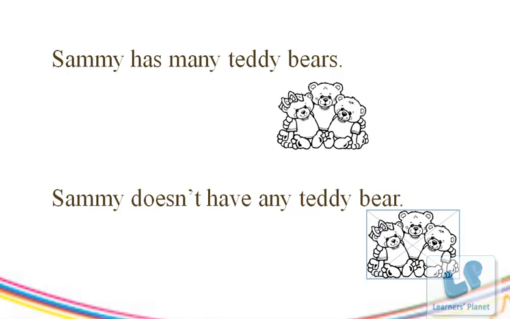Now let us see the next example, children. Sammy has many teddy bears, which means many teddy bears belong to Sammy. This is the positive sentence. Now the negative sentence will be, Sammy does not have any teddy bear, which means no teddy bear belongs to Sammy. Okay?